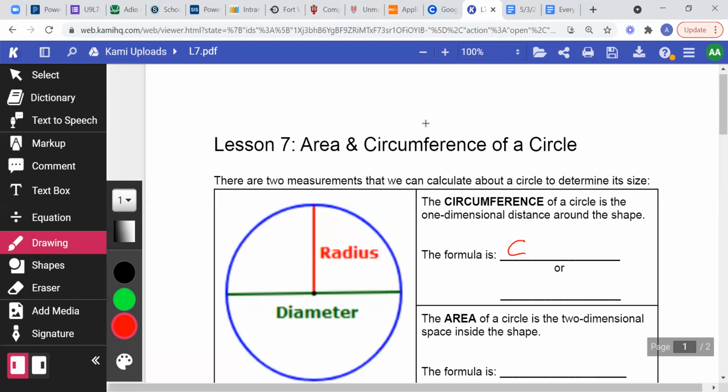So here, circumference will be represented by C, and the formula for circumference is nothing but pi times D. D represents the diameter.